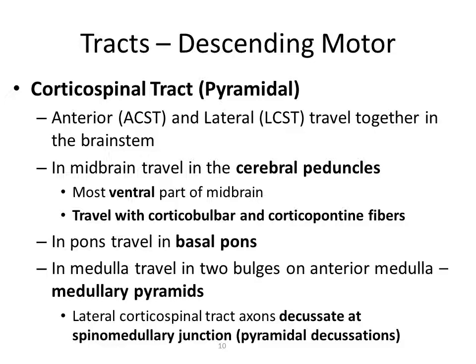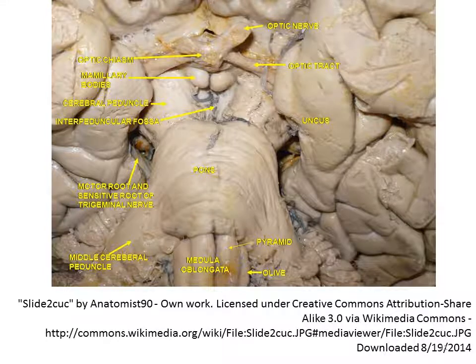The lateral corticospinal tract axons then decussate, or cross, at the spinomedullary junction in what is known as the pyramidal decussation. So again, decussate simply means to cross. So far, all of our sensory tracts that we talked about, with the exception of unconscious proprioception, also decussated. But we don't refer to a particular structure as a decussation. But here, that decussation is quite localized at this spinomedullary junction. So it is known as the pyramidal decussation.